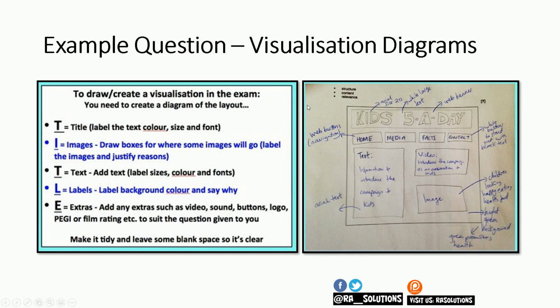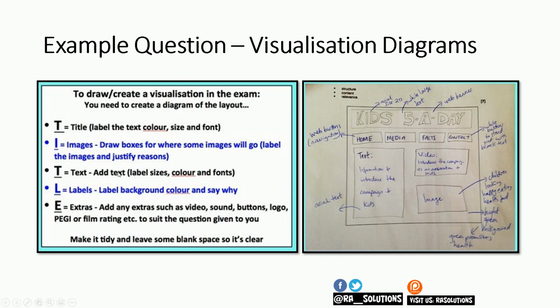Their task in terms of the production would be to create a website, but here is a visualization diagram of how their website would look for the scenario, again, kids 5 a day. The first thing they need is a title: label the text color, size and font, and why they have chosen what they've chosen. For images, draw boxes where some images will go. You don't need to actually draw the image itself, as long as you justify the reasons why you have chosen the images you have chosen.